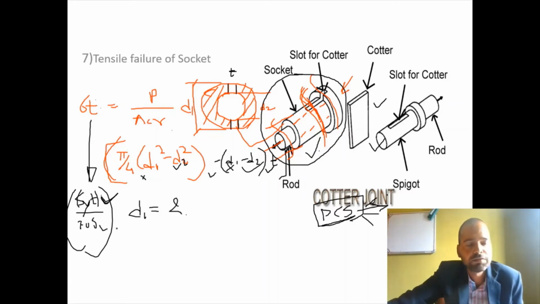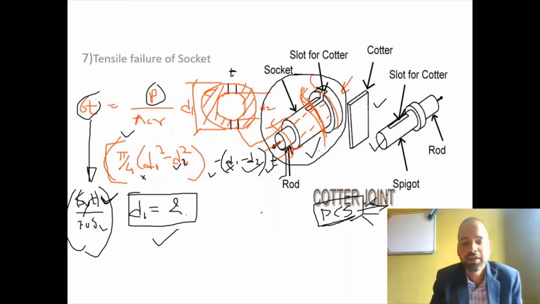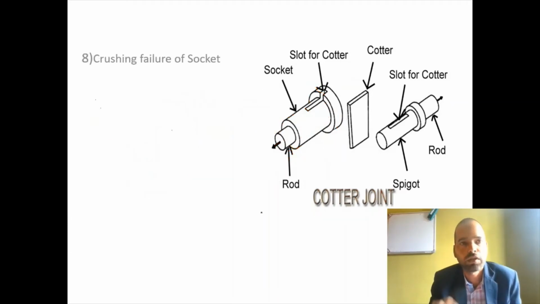Factor of safety, as we have discussed, is between 4 and 6. If applied force is known and sigma t is known, then from the given cross-sectional area the only unknown parameter is diameter D1. So from this equation we will get diameter D1 for the socket. Remember we are designing a socket.